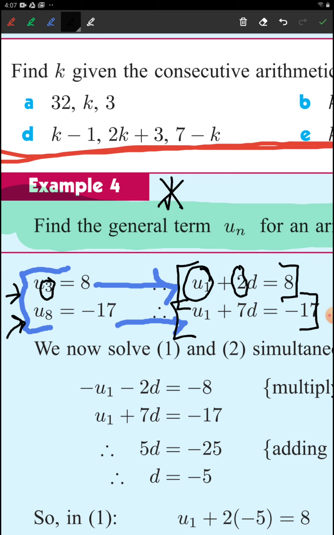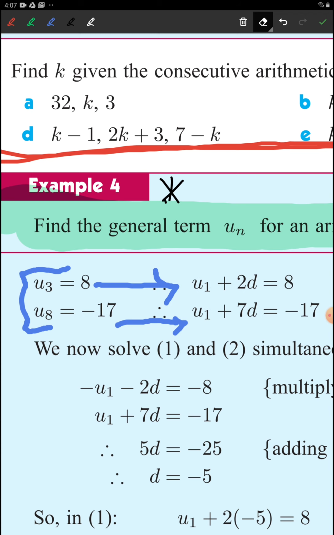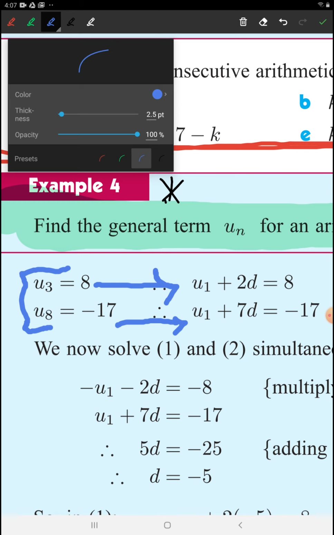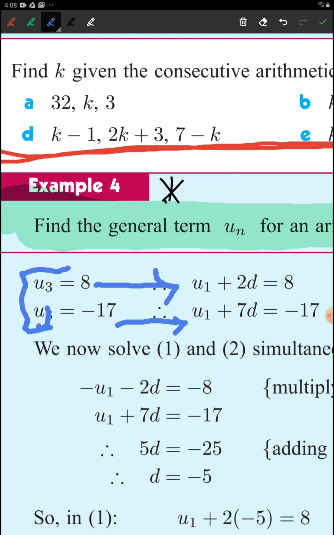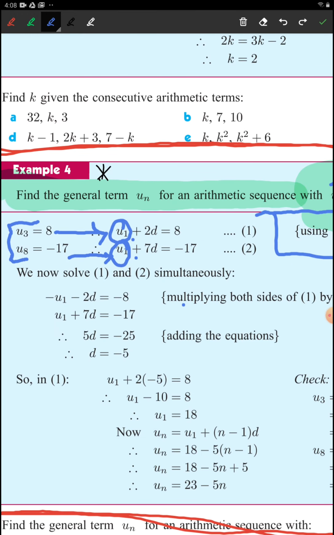So, they rewrote this piece of information this way. So u sub 1, the first term, plus 2 times the difference equals 8. So remember, this term is always 1 less than this term. Okay? So now, they use the same process for the second equation. The 8th term, which is negative 17, is rewritten as the first term, same exact thing, plus 7 times the difference. So notice again, 7 is 1 less than this number. So equals negative 17. So now it's just like a system of equations.